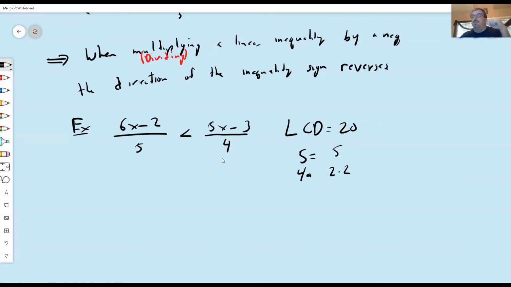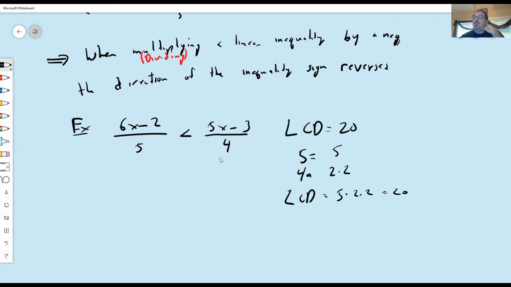4 is 2 times 2. Now, what you're going to do is ask, do they have anything in common between 5 and 4? If the answer is yes, you take each common grouping one time. In this case, there are no common things, so the lowest common denominator is all the leftover stuff that's not in common. So 5 times 2 times 2, or 20.